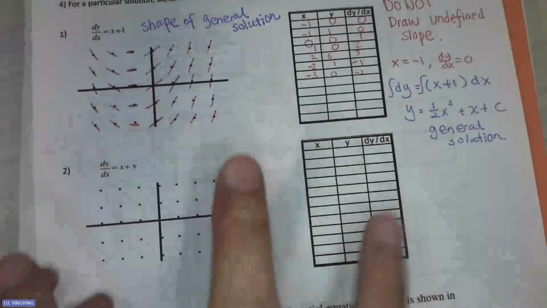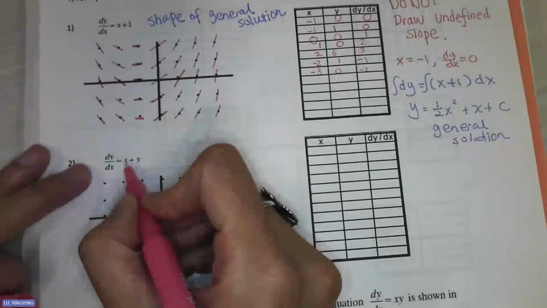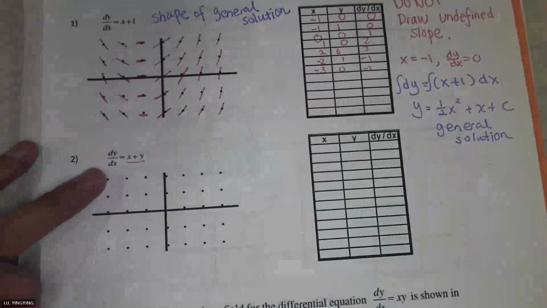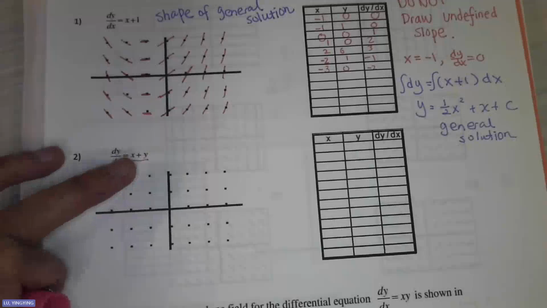So I want you to try the next one. I can help you start it. We'll see how you're going to draw this. First of all, when is the slope equal to 0? This dy dx is x plus y. When is that going to have a 0 slope, you think?